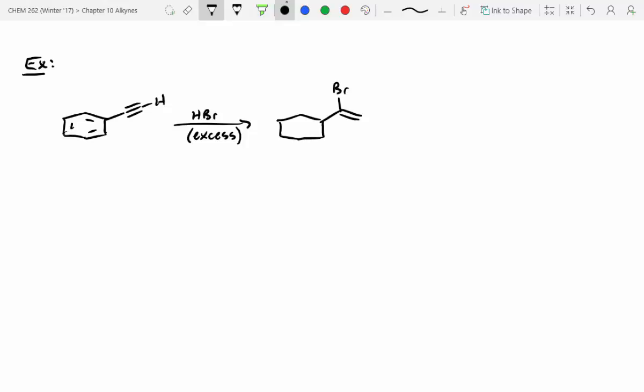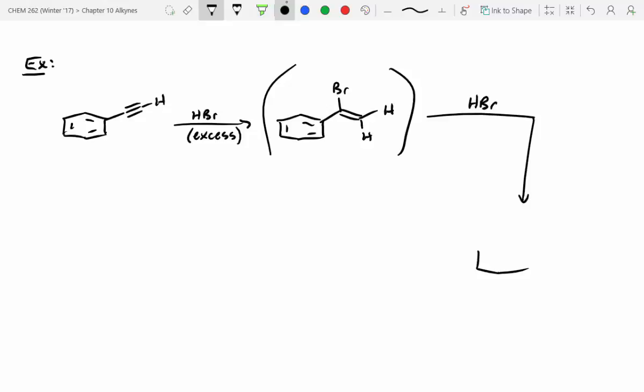However, this is really, really hard, if possible at all, to isolate. So typically, you don't isolate this compound. What do you think happens if we have excess HBr? Yeah, it keeps going, right? We've got an alkene. We know alkenes can do another addition reaction with HBr. And if you do this, you end up forming a dihalide where you've got both bromines coming off of that same carbon.